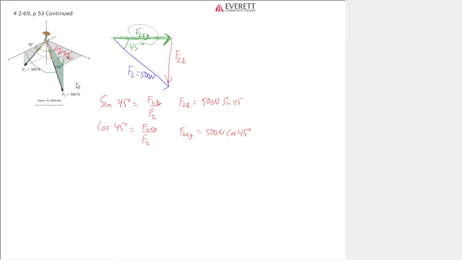If I look at it from straight above, it's going to look like this. I should make that green. F2XY. And then I'm going to have a red component that I'm drawing on the top there and a blue component. The red component's going to be F2Y. And the blue component's going to be F2X. This is 30 degrees. Any questions about that? How I got that?